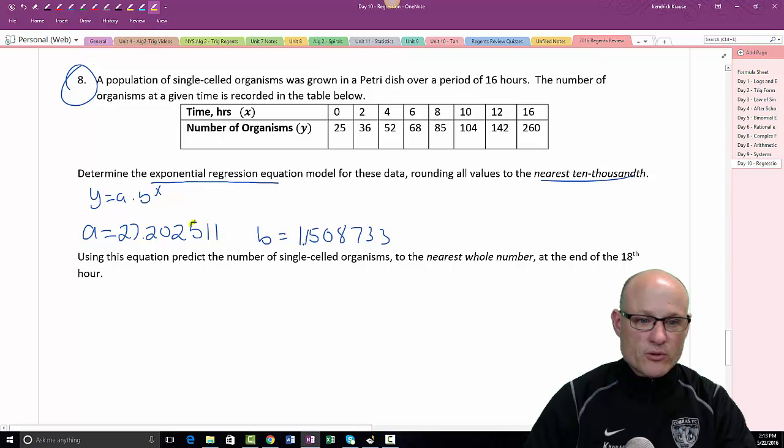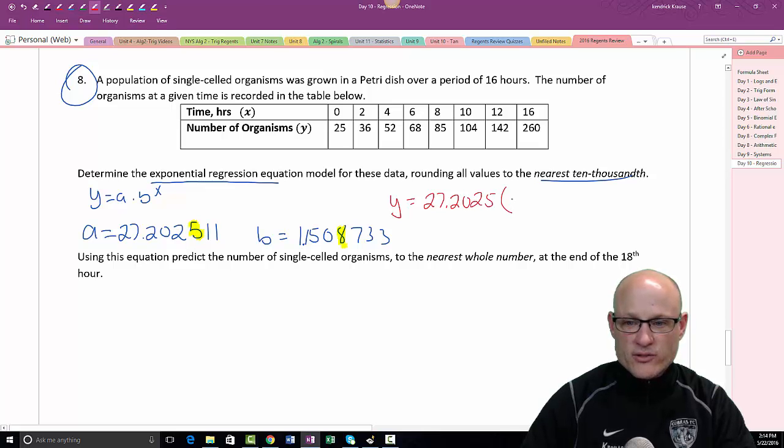1, 2, 3, 4. There's the 10,000s place. It's the fourth decimal place. So we'll round them all out there, and we get y equals 27.2025 parentheses 1.1509 to the x power.